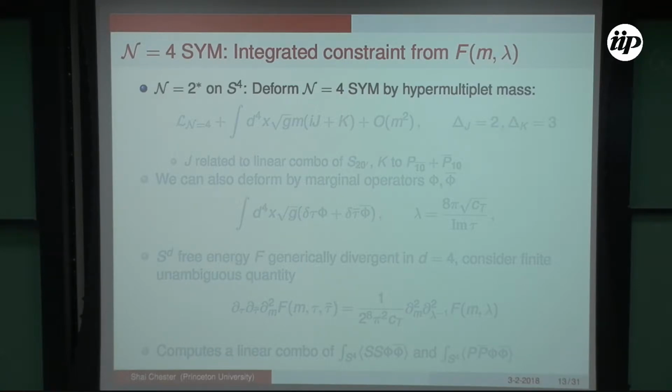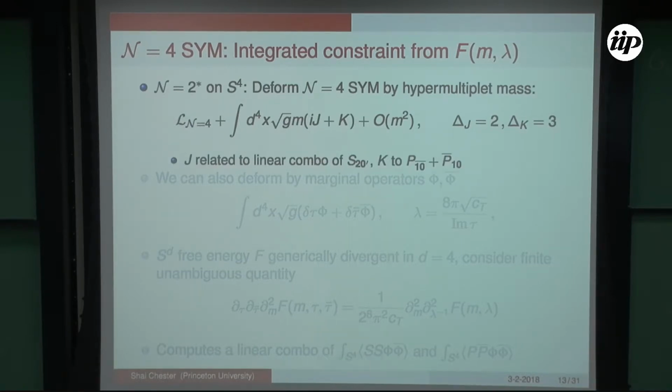So consider the N equals 2 star theory on S4, which is where you deform super Yang-Mills by a hypermultiplet mass. So you can take the N equals 4 Lagrangian, and you can add the following mass deformation, where J and K are dimension 2 and 3 operators. This is in N equals 2 language. If you were to relate this to N equals 4, then J would be some combination of the S, and K would be some combination of P and its complex conjugate. So that's how you can think of them, N equals 2 versions of S and P.